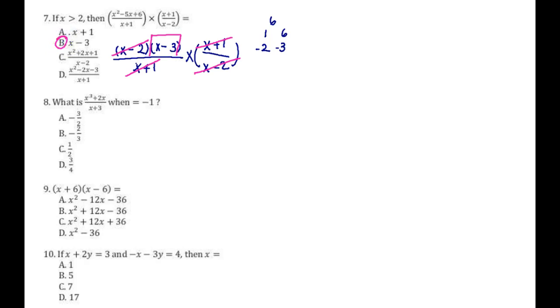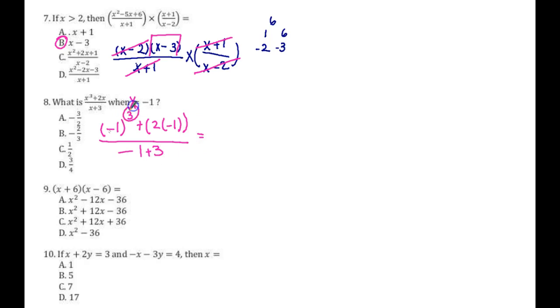Question number 8 is very simple. They're just asking us, I think this is a typo, this should be x. So when x is equal to negative 1, how much is that expression? So all you got to do is plug negative 1 for x. So negative 1 cubed plus 2 times negative 1 over negative 1 plus 3.